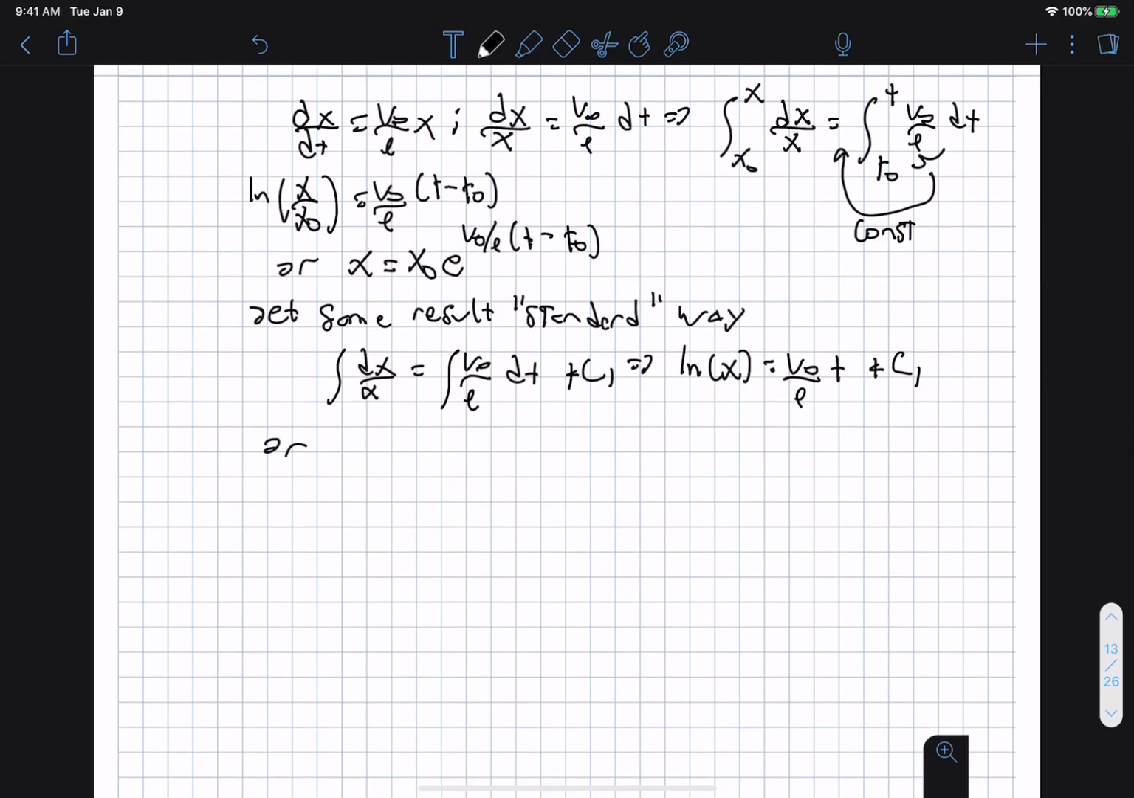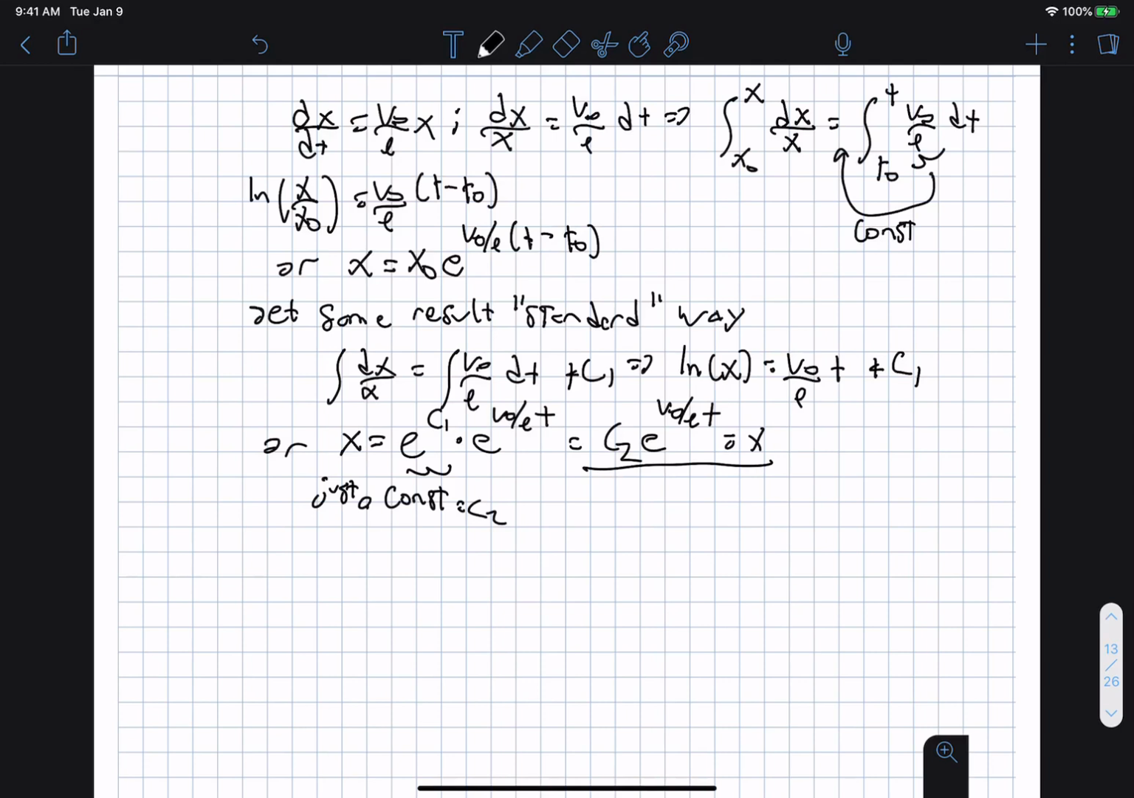Or, exponentiating both sides, x equals e to the c1, which is just a constant, and I'll call that c2, times e to the v naught over L times t. So x equals c2, which is our new constant, times e to the v naught over L times t. So now we need to find c2.